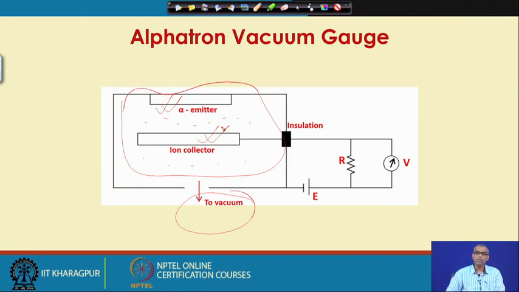The current due to this is a measure of the number of ions formed, which is dependent on the number of gas molecules present in this chamber, because that decides the number of collisions, and number of collisions decides the number of ions formed. So, ultimately the current due to these negative ions is a measure of this vacuum.